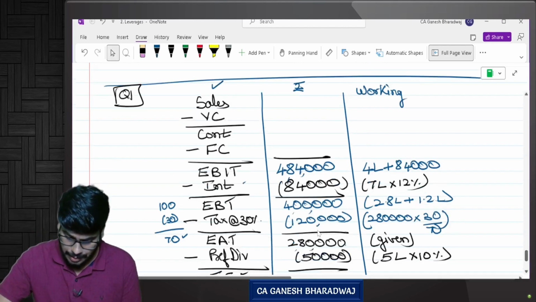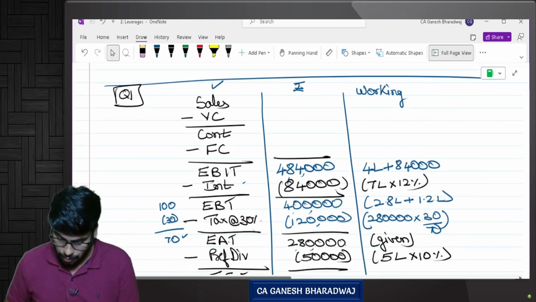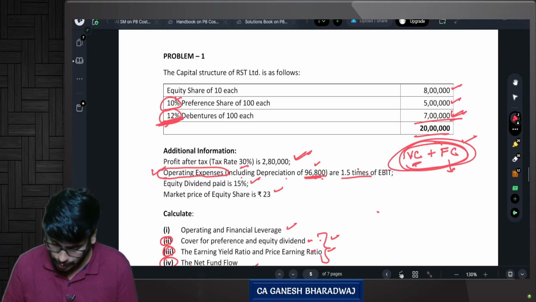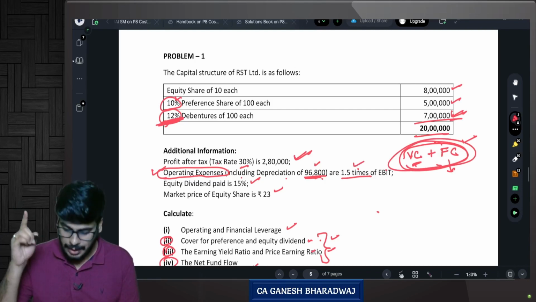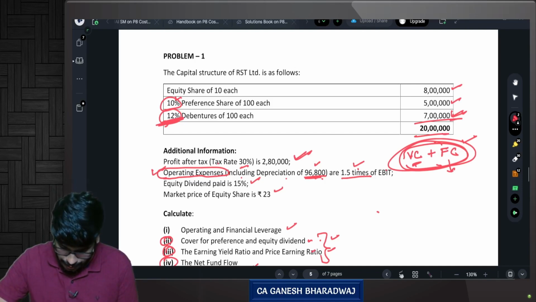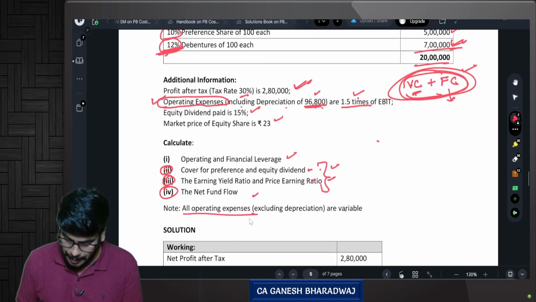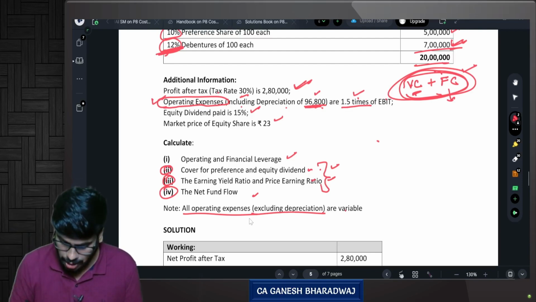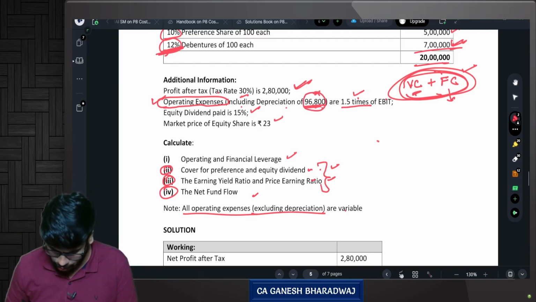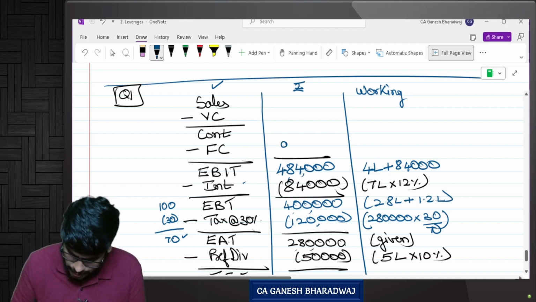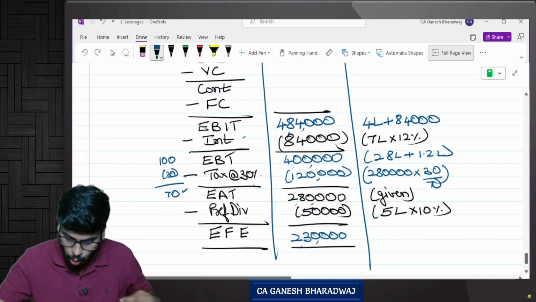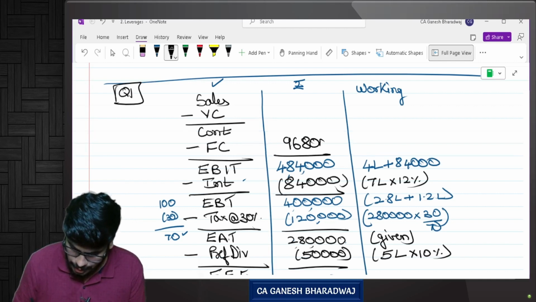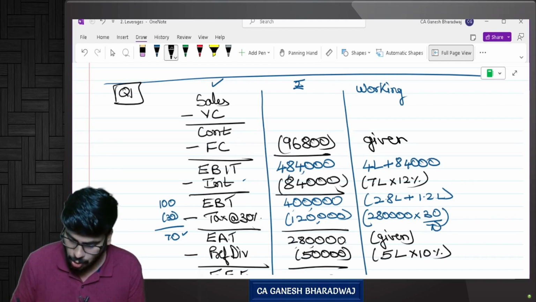Now let's go above. Sir, beyond this, how do we crack this question? Now, look at this hint given. Operating expenses, that is variable cost plus fixed costs put together, is 1.5 times the EBIT. Correct or not? And they have also given very clearly in the question that all the operating expenses excluding depreciation are variable, which means the only fixed operating cost that you have is this 96,800. It is given in the question.